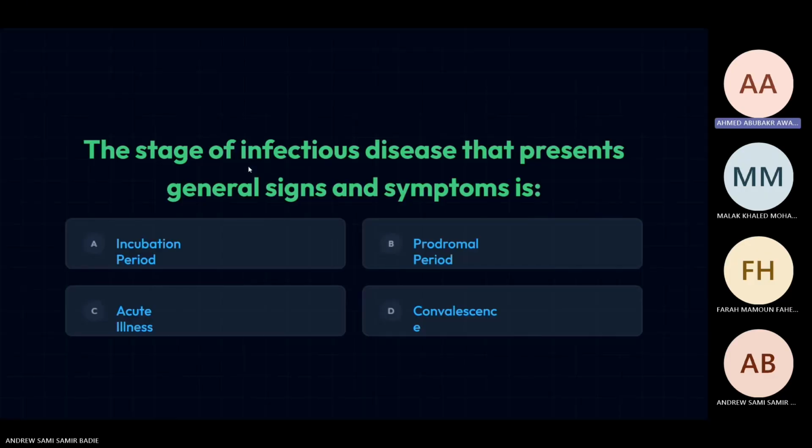So let's get to the last question of today. The stage of infectious disease that presents as general signs and symptoms is it A, incubation period? Is it B, prodromal period? Is it C, acute illness? Or is it D, convalescence?